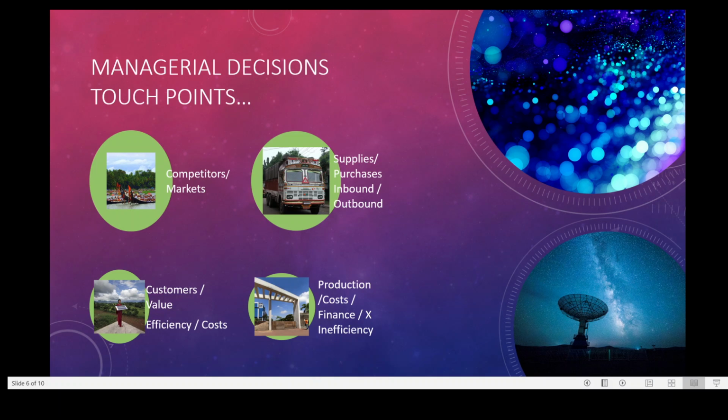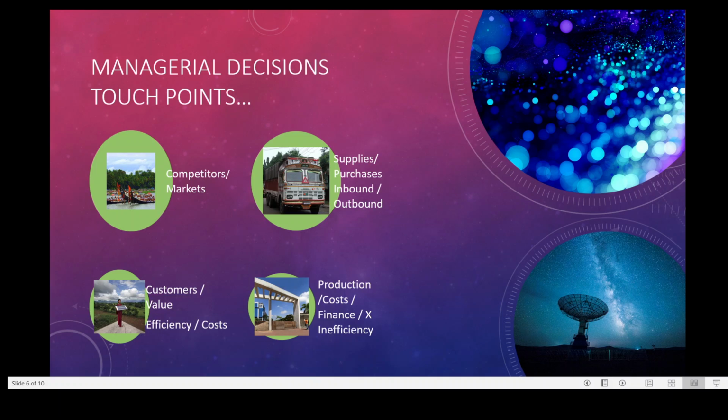Now, what are the managerial decision touch points? Managers really need to make decisions by taking into account how can we beat the competitors? How can we thrive in the given market? So the decisions pertain to the logistics: how can I bring in my goods which I have purchased, the raw materials? How can I finish the finished product, or how can I sell? What are the channels through which I can? So the outbound logistics matter.